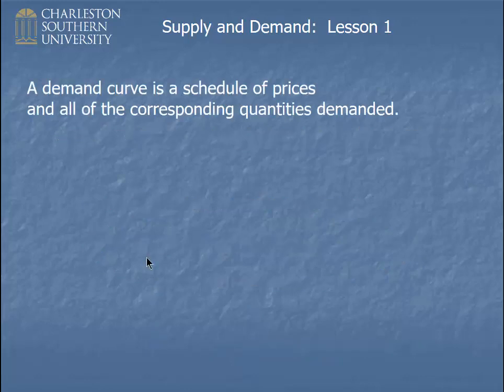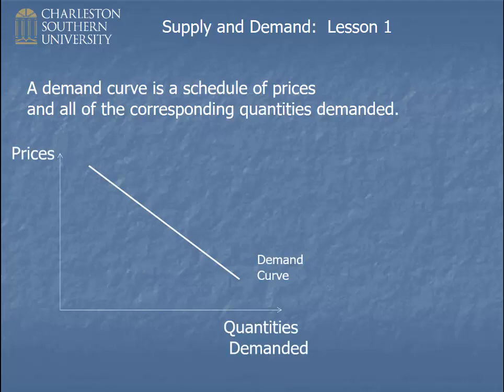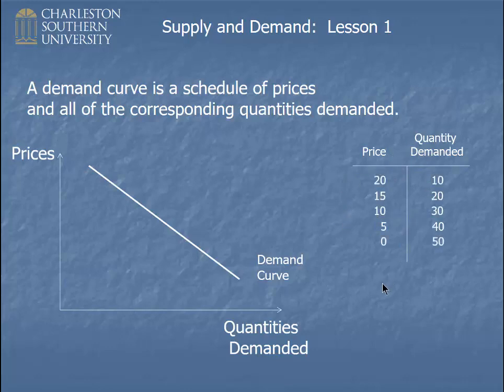So here's the definition. A demand curve is a schedule of prices and all of the corresponding quantities demanded. You can think of it as a graph like this, or you can think of it truly as a table, a schedule of prices and quantities demanded, and this is just an example. Or you could think of it as an equation. QD equals 50 minus 2P is an equation that describes these numbers right here, and if I had drawn this out on graph paper, we could draw this demand curve in such a way that it also describes exactly these numbers. Each of these is a demand curve.